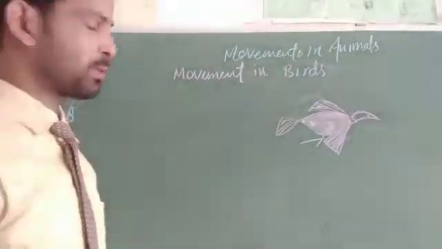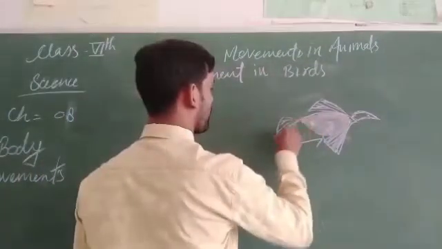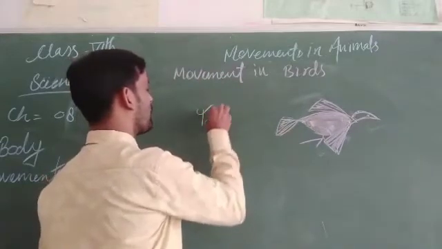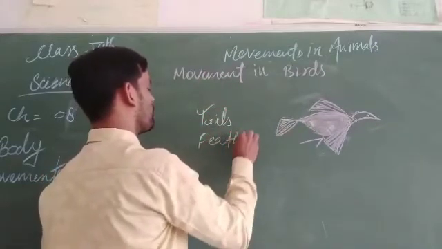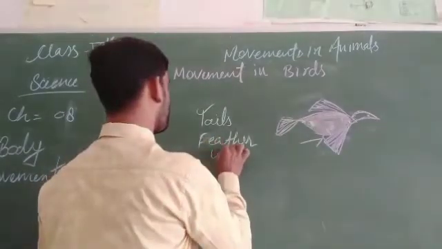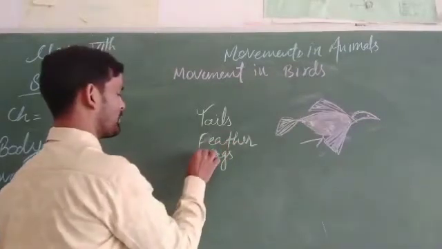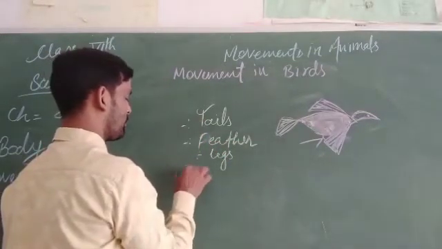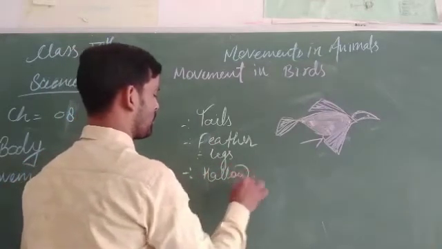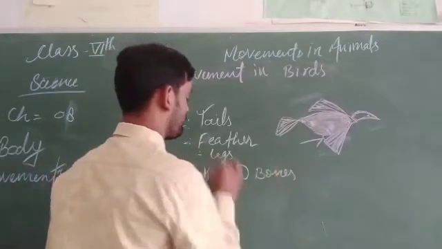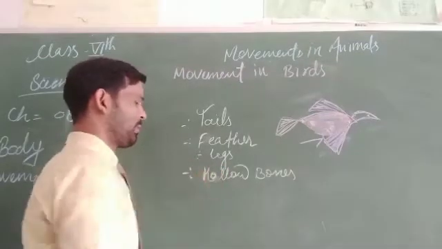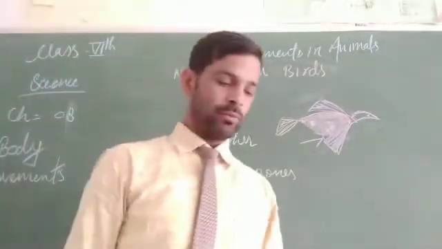Structure of birds, you can see there is also important criteria they have. Their tails, feather, and legs, as well as the most important is hollow bones. This is the important criteria by which the bird can move.